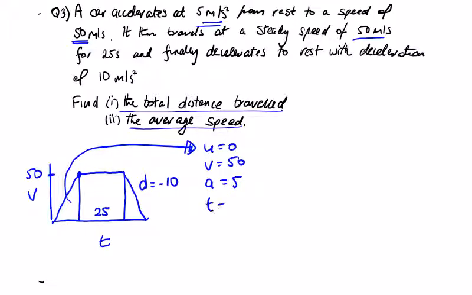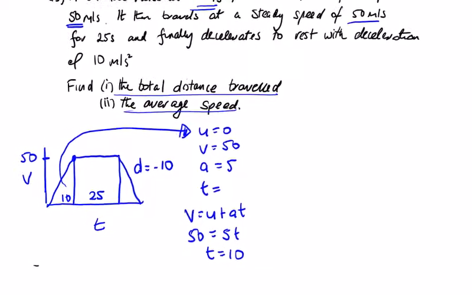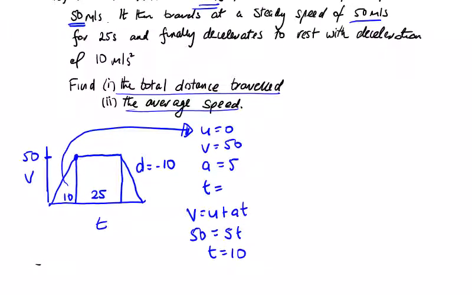So we can work out time here. V is equal to U plus AT. 50, you can see what the answer is going to be, is equal to 5t. T is equal to 10. So if I want my distance here, I need my distance as well for this first triangle. The second one is going to be 25 by 50, which is going to be 1250. That's my distance in there. So I've got my 10 seconds. So I've got my half, my base by my height. It's going to be half of 500, which is 250.